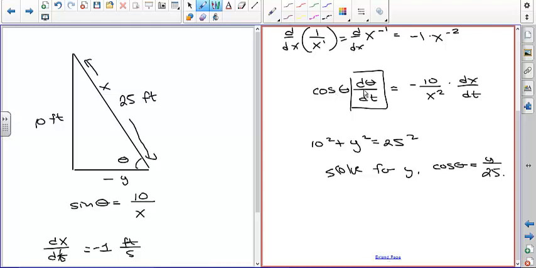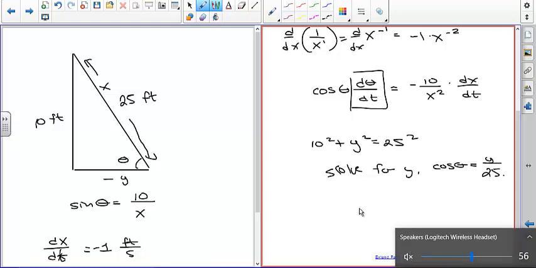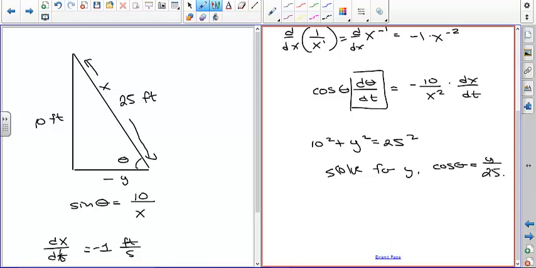So if we take that equation that relates the rates and just solve for the unknown, which is d theta dt, it's going to be equal to negative 10 over the cosine of theta times x squared times dx dt. So go ahead and finish that. I'll give you a few minutes to get started.